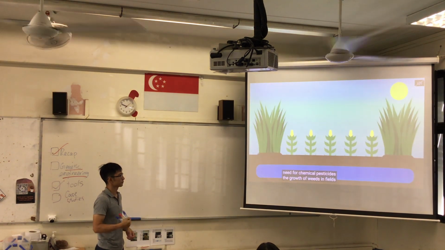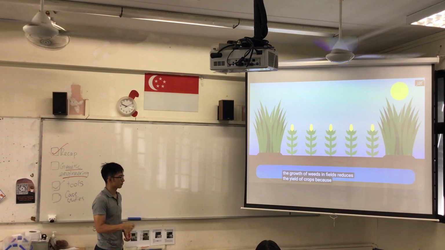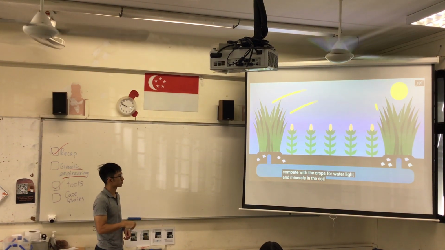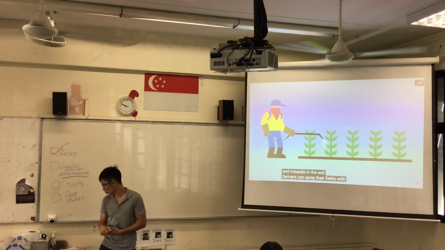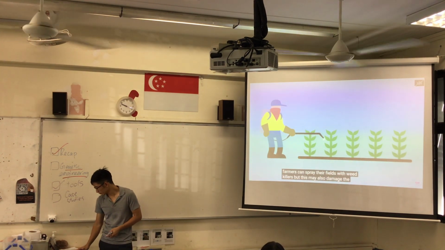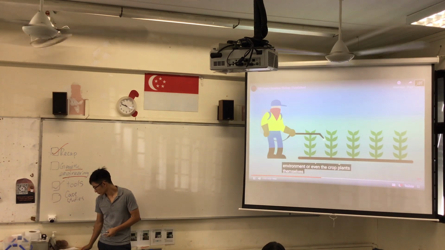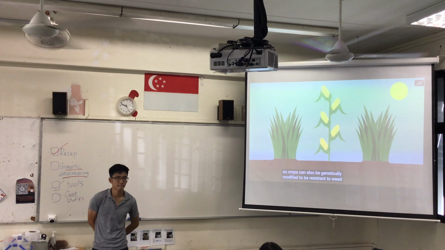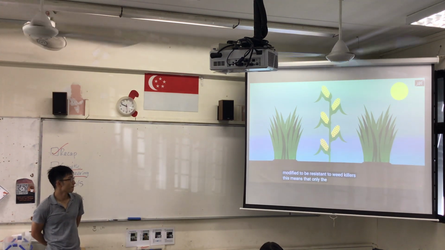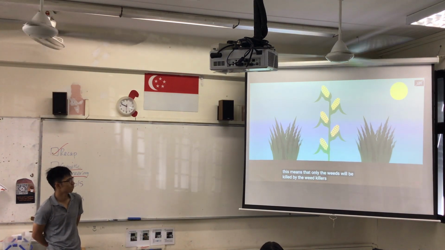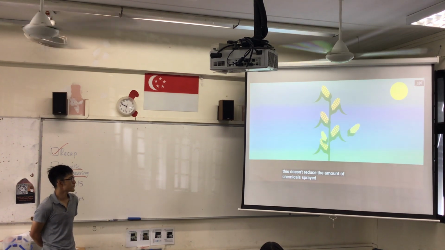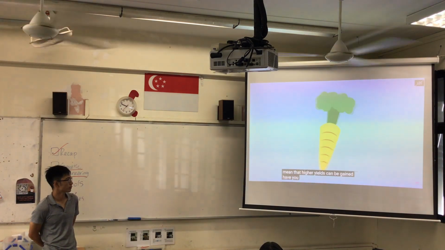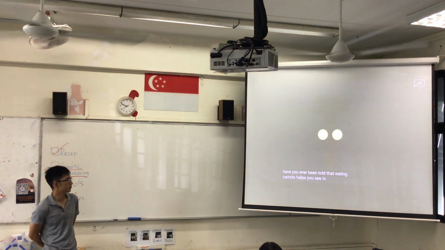The growth of weeds in fields reduces the yield of crops because the weeds compete with the crops for water, light, and minerals in the soil. Farmers can spray their fields with weed killers, but this may also damage the environment or even the crop plants themselves. So crops can also be genetically modified to be resistant to weed killers. This means that only the weeds will be killed by the weed killers. This doesn't reduce the amount of chemicals sprayed on the field, but it does mean that higher yields can be gained. Have you ever been told that eating carrots helps you see in the dark?